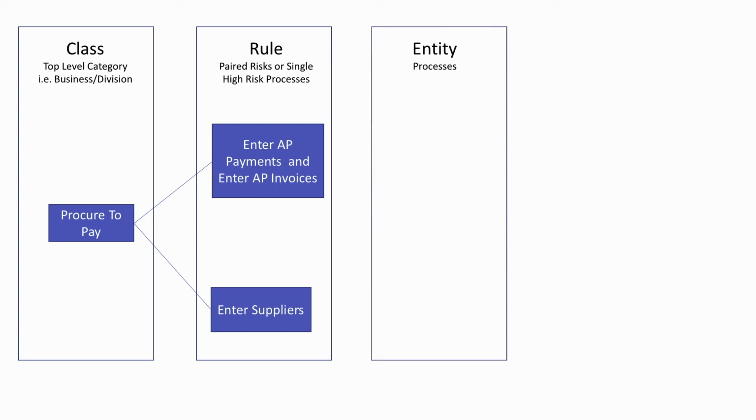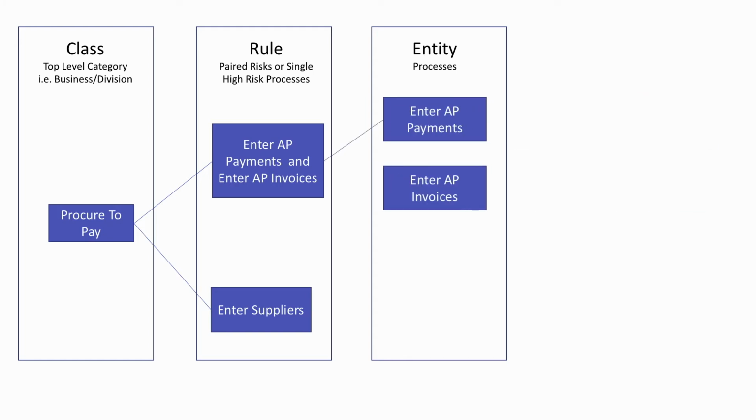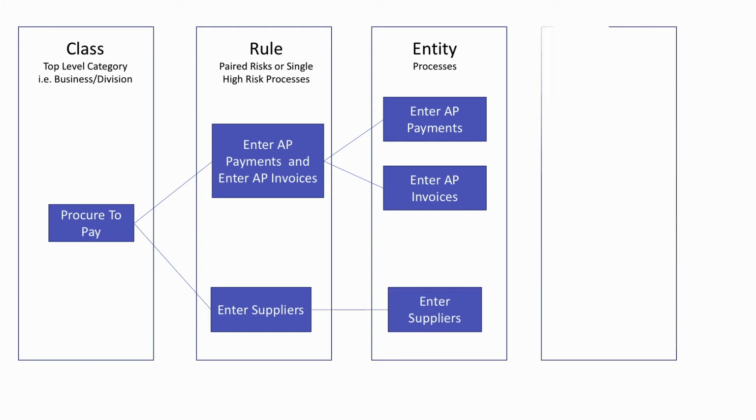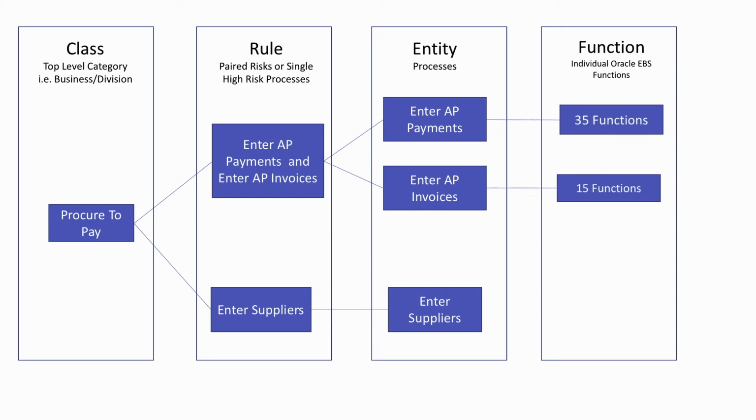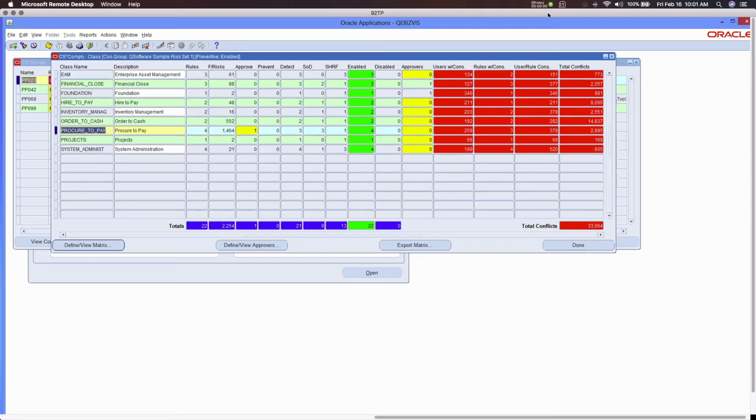Within each rule, we have the entity. Entities allow us to group the individual functions that make up the processes defined by my rule. This brings us to the last level in the hierarchy, which are the actual functions. These are the applications that allow a user to execute the processes defined in my rules. Now, let's see how it looks in CS Comply.